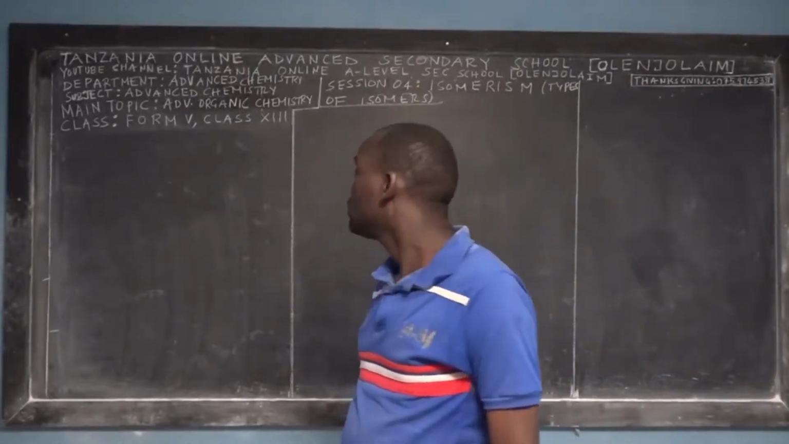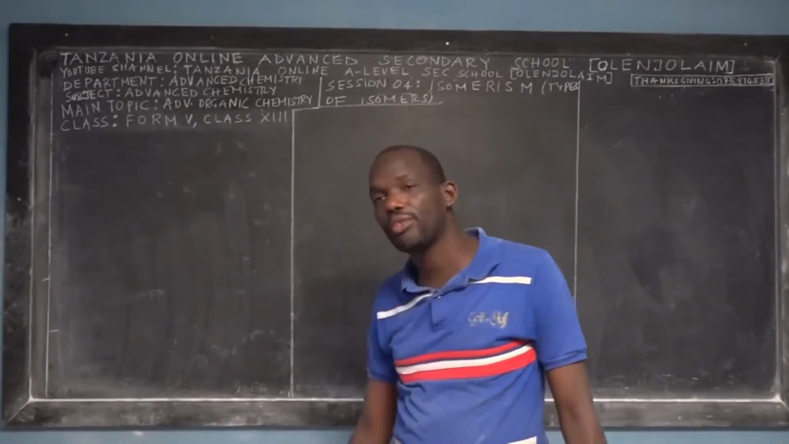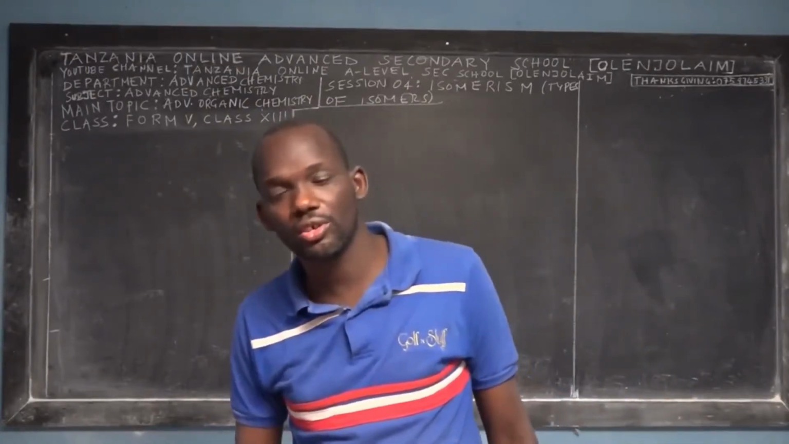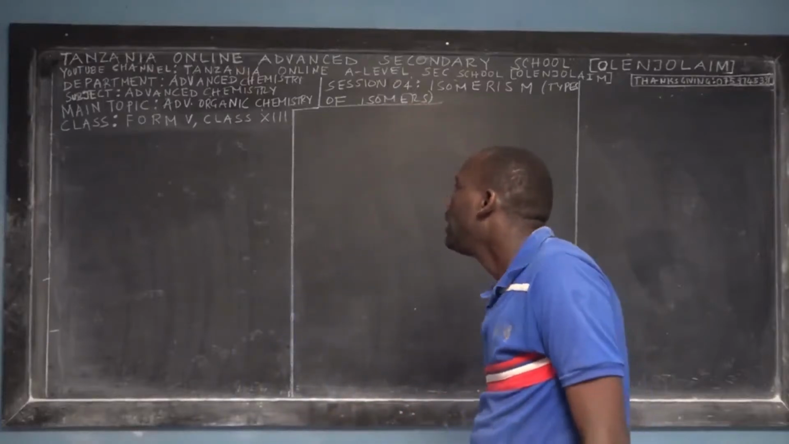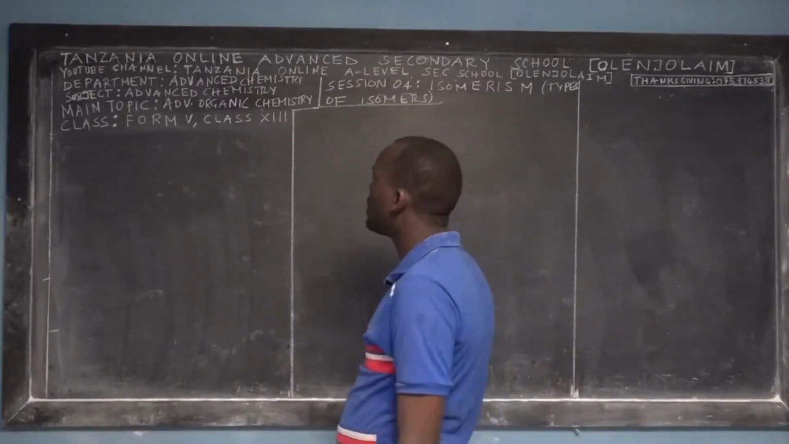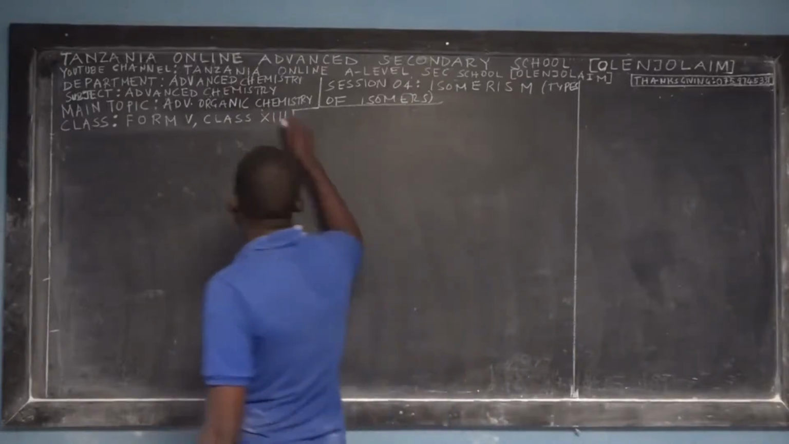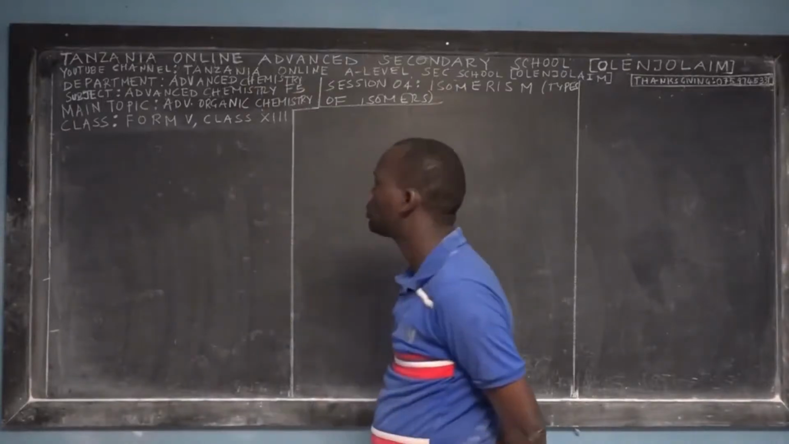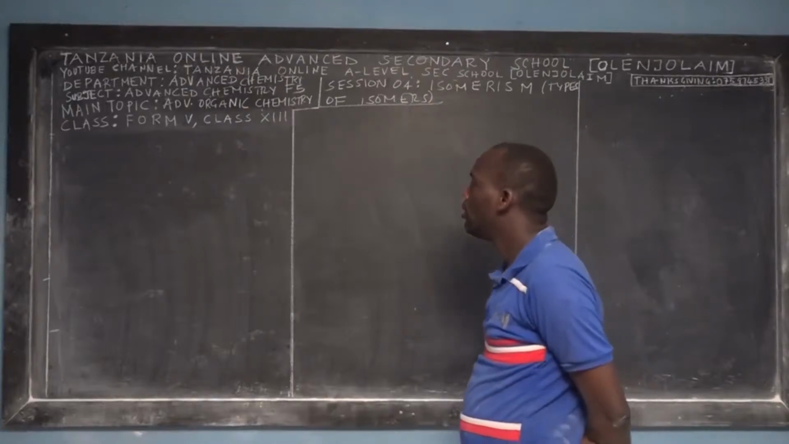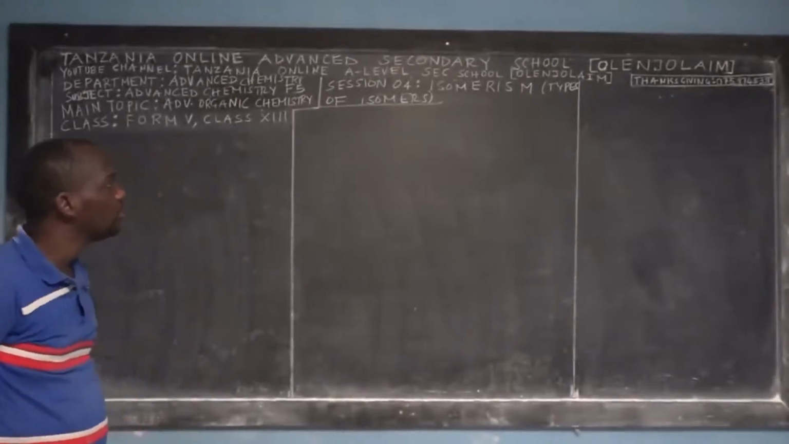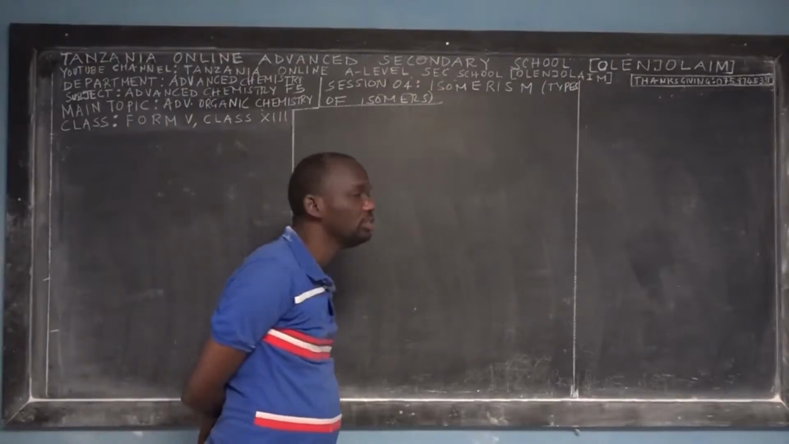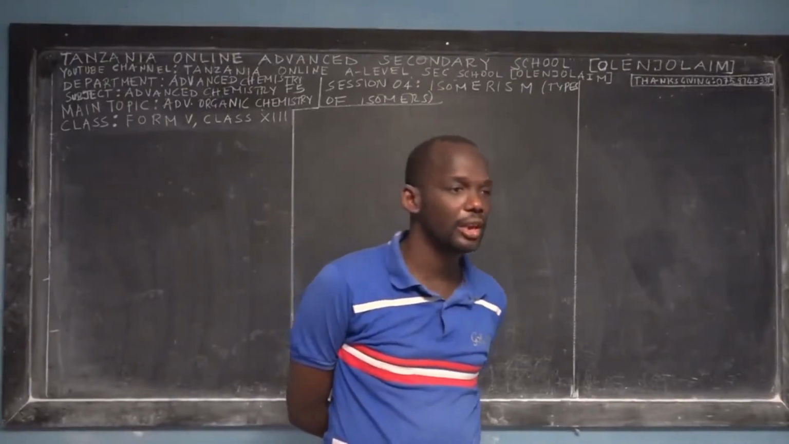In Advanced Chemistry, we are training students for Form 5 or Class 13, and also for Form 6 or Class 14. The main topic today is Advanced Chemistry, Form 5. The main topic is Advanced Organic Chemistry, for Form 5 or Class 13. This is session 4 of Isomerism, or types of isomers, because the main topic we are learning is the general introduction to organic chemistry.